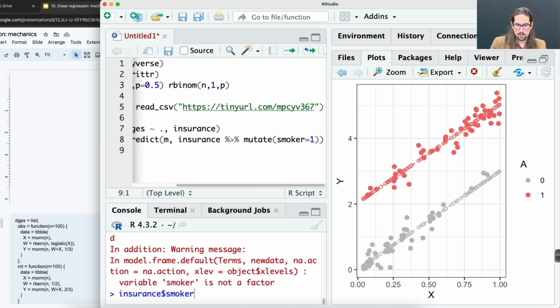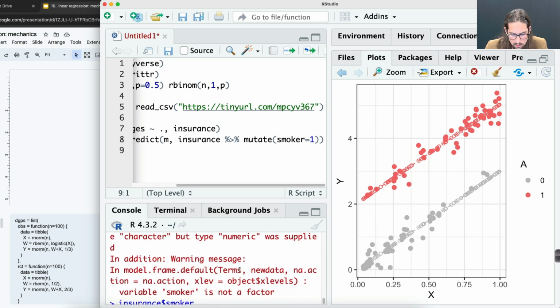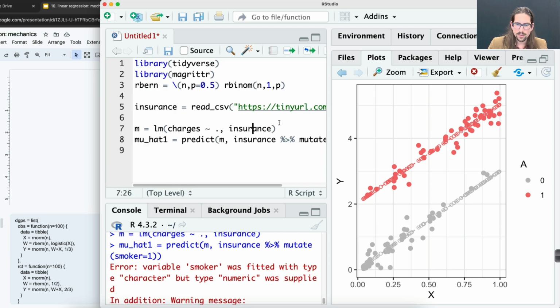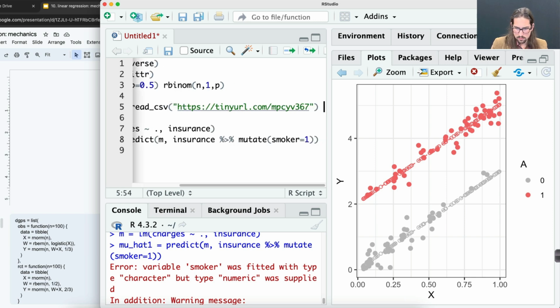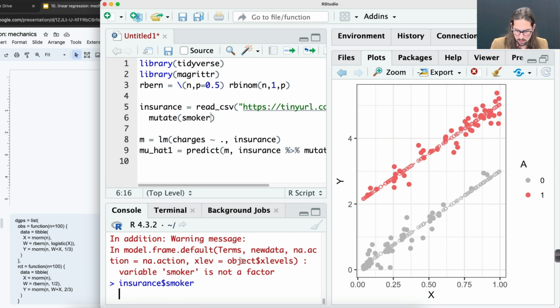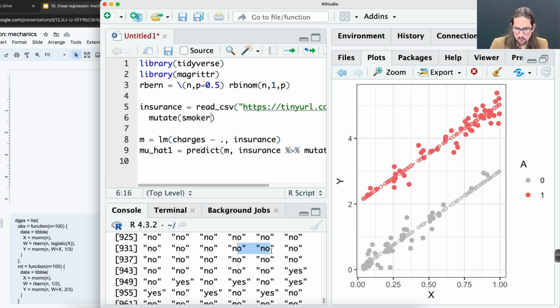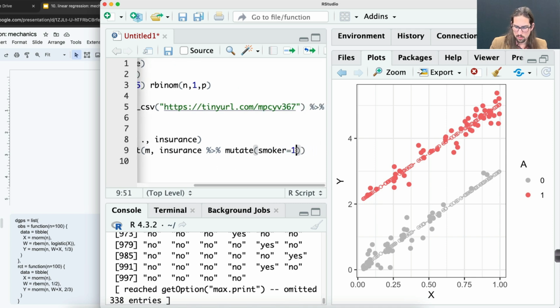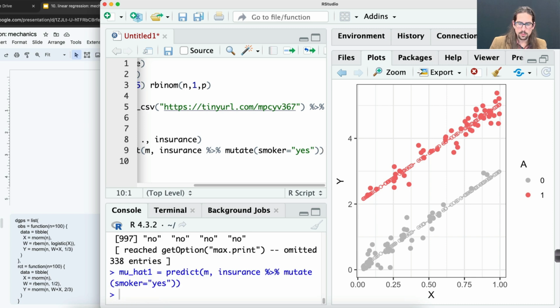Okay. Smoker is not a, oh, okay. So let me first, I think the issue here is, let me just see. Okay, so yeah, smoker is coded as yes or no. So when I do this here, instead of setting it equal to 1, I have to set it equal to yes. I think that should do it. Okay, great. So now those are my predictions.